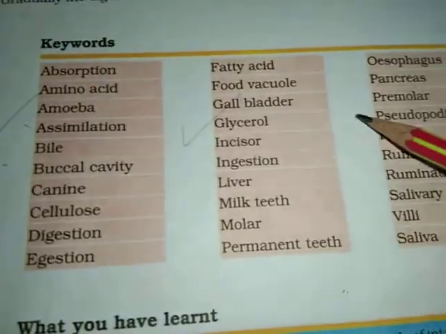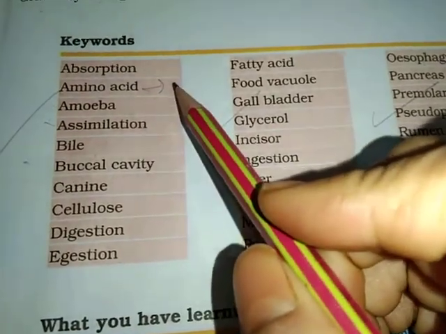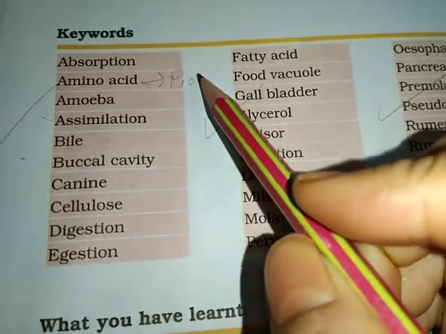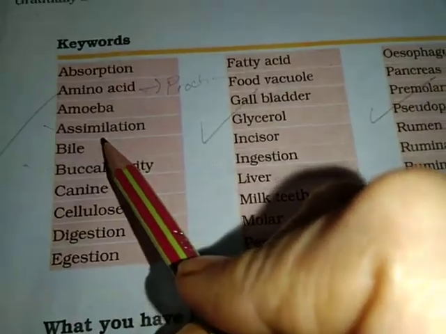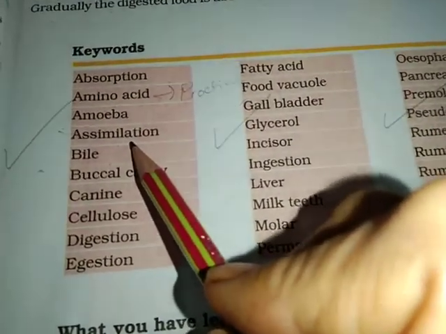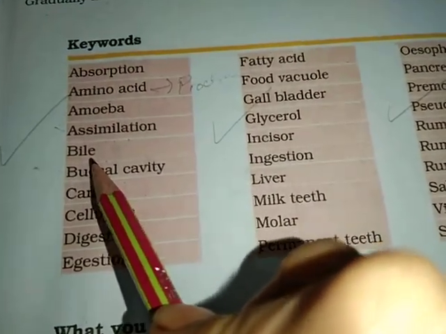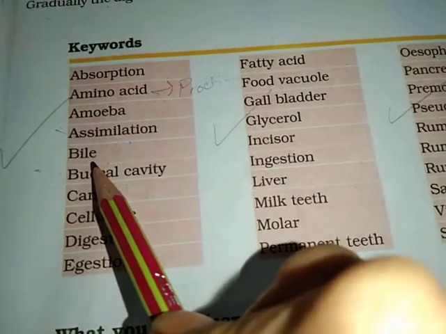Okay, now what we have studied, the keywords in this lesson are, just write down these words one time in your notebook. Absorption, amino acids. Amino acids are the integral smaller parts of proteins. What is amoeba? Amoeba is a unicellular organism. Assimilation means the absorption of food particles through your small intestine. That is called assimilation. Bile. What is bile? Bile is the digestive juice secreted by the liver, which is stored in the gallbladder.